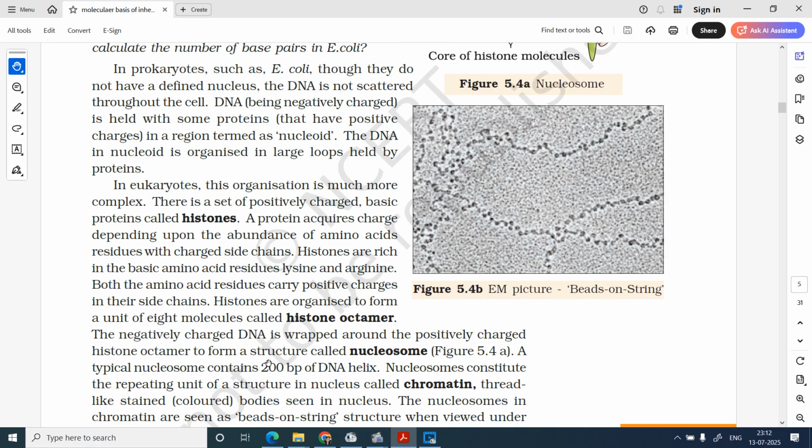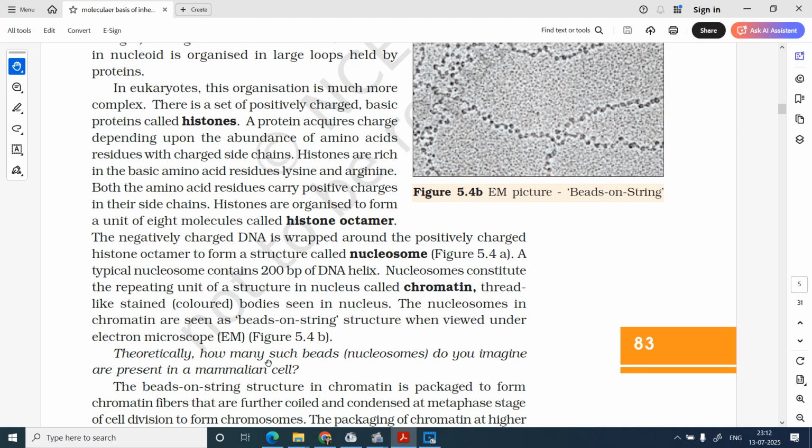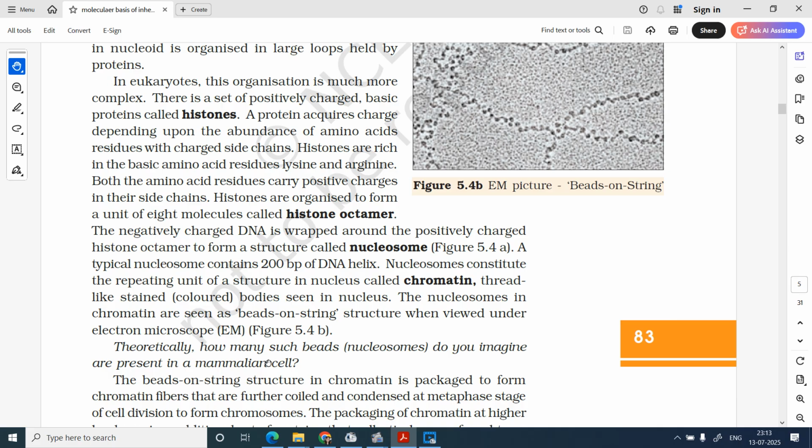A typical nucleosome contains 200 base pairs of DNA. Nucleosomes constitute the repeating unit of a structure in the nucleus called chromatin, a thread-like stained colored body seen in the nucleus. The nucleosomes in chromatin are seen as a beads-on-string structure when viewed under the electron microscope, EM, figure 5.4b. Theoretically, how many such beads, nucleosomes, do you imagine are present in a mammalian cell?